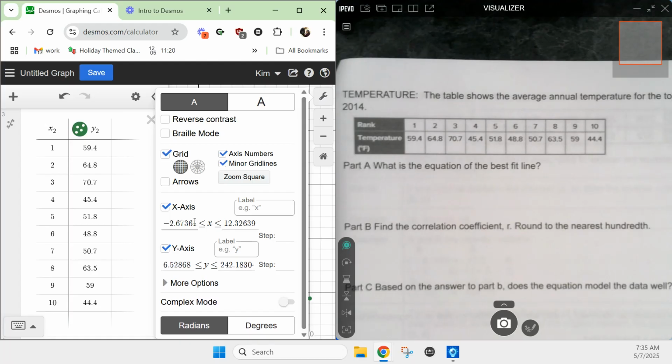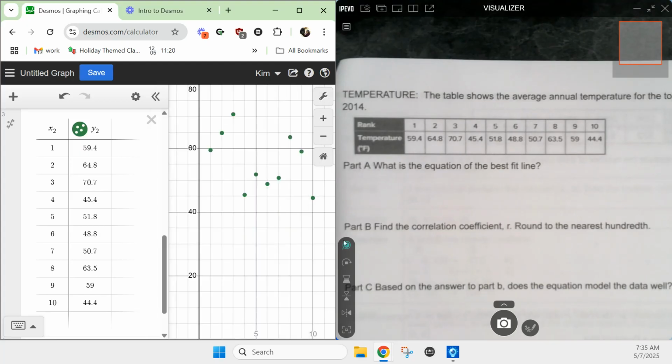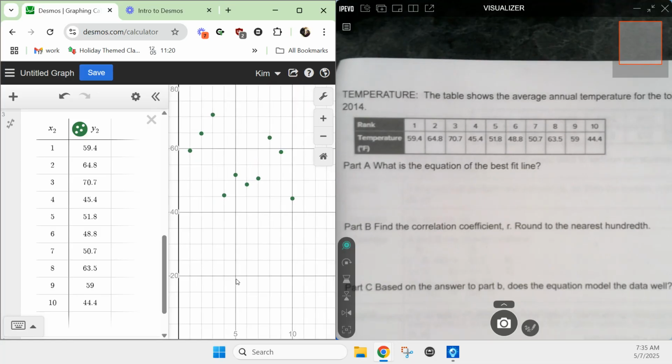I'm going to go, -2 is good. I'm going to stick with that. And then the highest x value that we did was 10, so I'm going to put in 12. That's good. For the y-axis, I'm going to go from 0 to the highest, which is 70, so I'm going to put in 80. Okay, take that away, and so what does this look like? Okay, so this is what our data looks like.